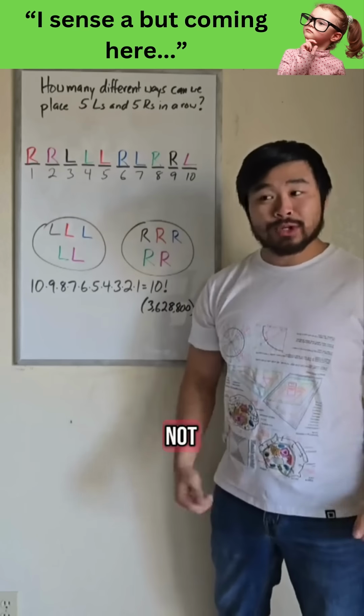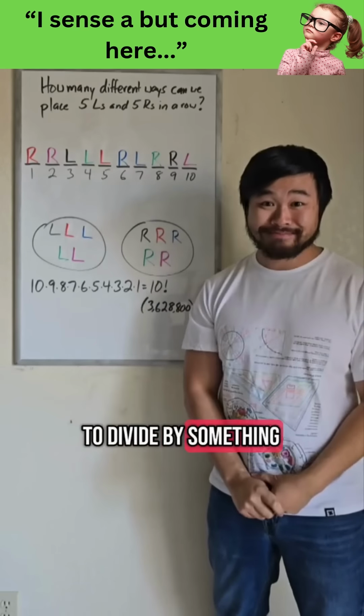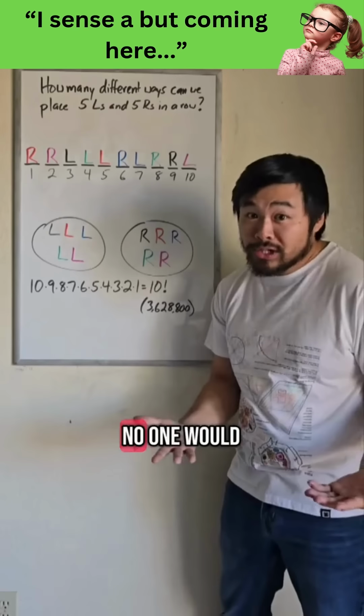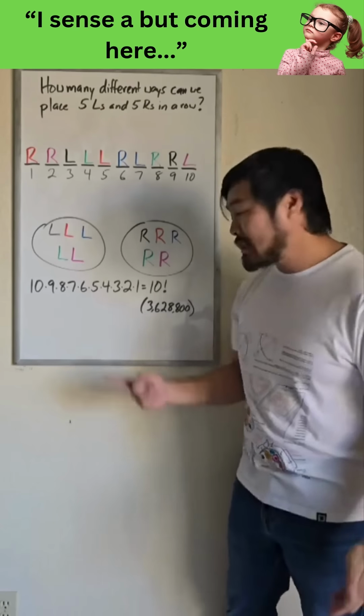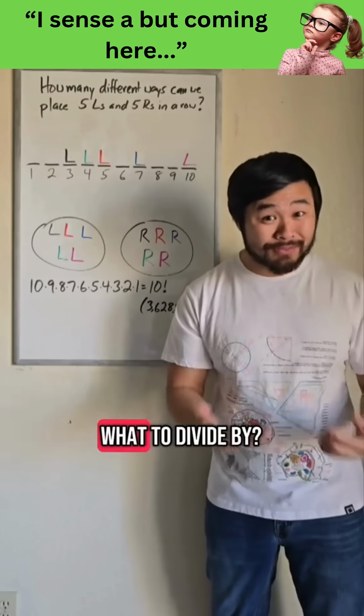Now, that's how many different ways we can arrange these, assuming that they are all unique, but they are not. Originally, we're just working with 5 lefts and 5 rights, so we need to divide by something. For example, if we switch the 2 L's in positions 4 and 5, no one would notice and no one would care. But they are counted as unique over here. So how do we figure out what to divide by?